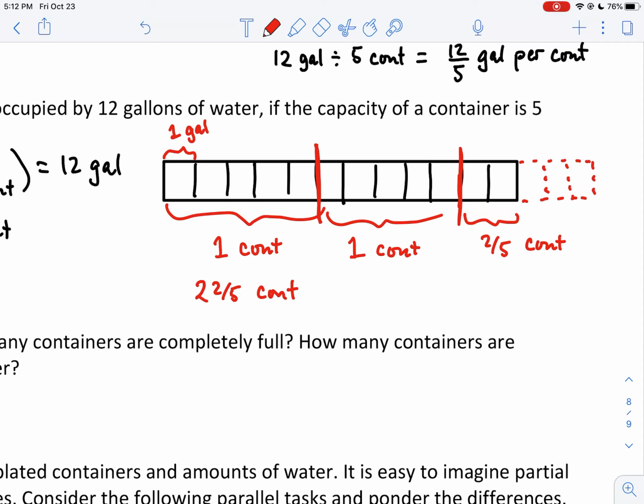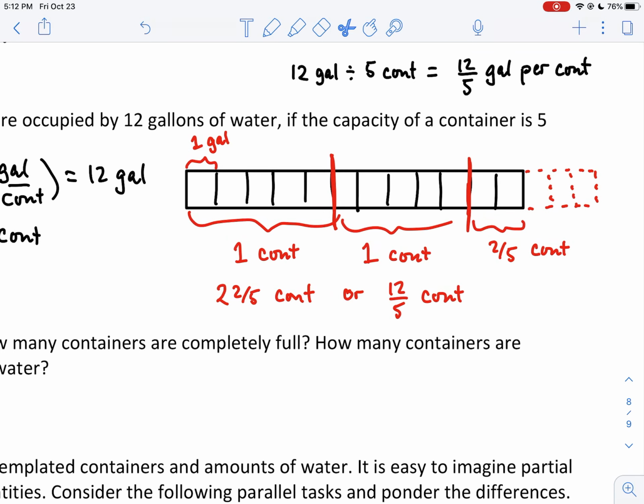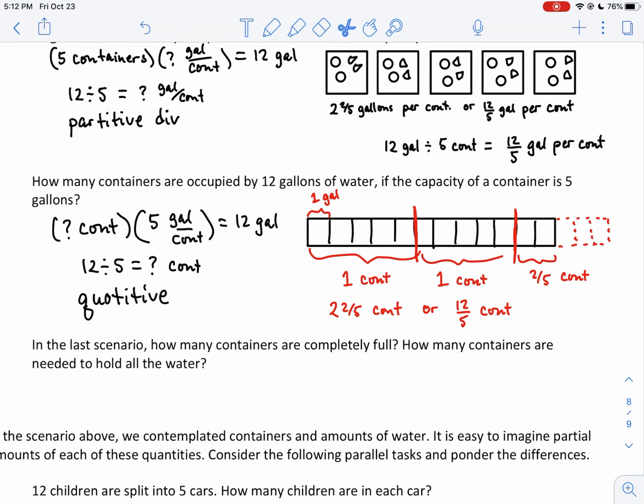If you do this in terms of fifths, where each gallon is a fifth of a container, and there's 12 gallons, then we have 12/5 containers. Because here's a fifth of a container, here's 5/5 of a container, 5 more fifths makes 10, and then 2 more fifths of a container, and we have 12/5 containers.